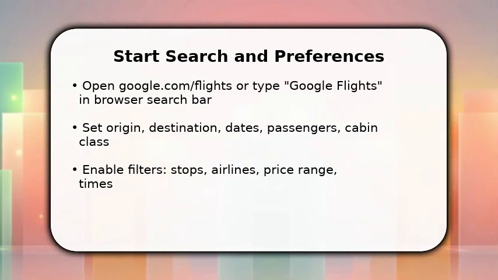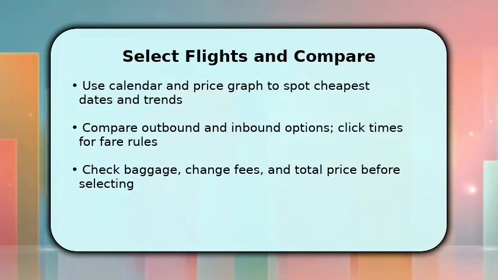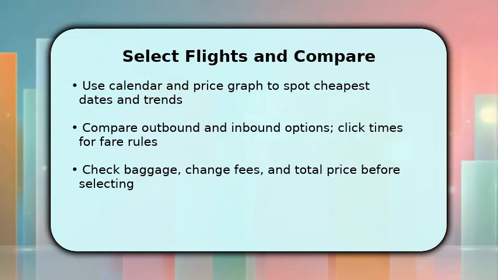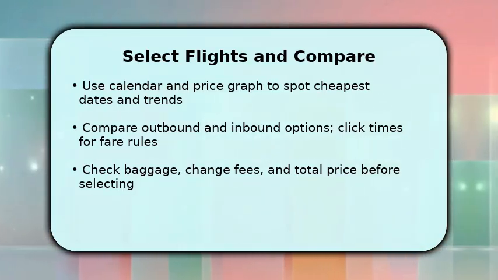Now compare options using the calendar and price graph to find cheaper date combos. You'll spot patterns and cheaper nearby days. Once you choose an outbound flight, pick a matching inbound option and inspect times and layovers.